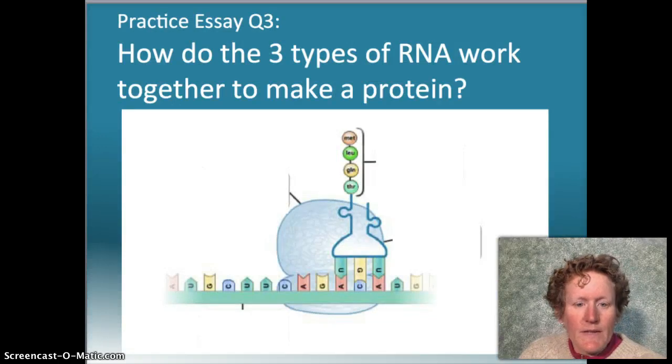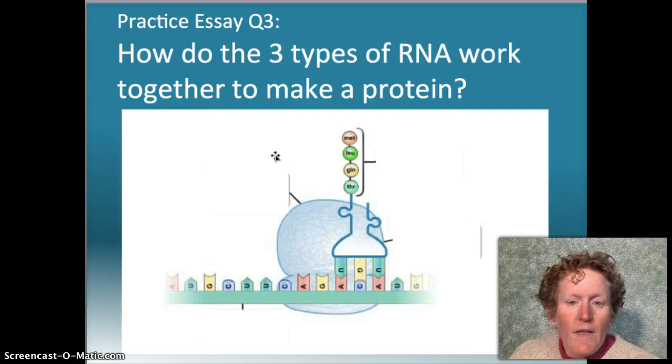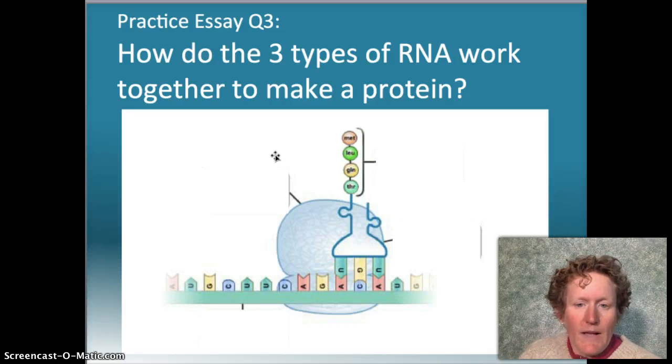Here's another practice essay question. How do the 3 types of RNA work together to make a protein? Hopefully you can look at this diagram, identify which 3 types of RNA are there and which is which. You should also be able to identify the growing protein, the amino acid chain that's making a polypeptide.